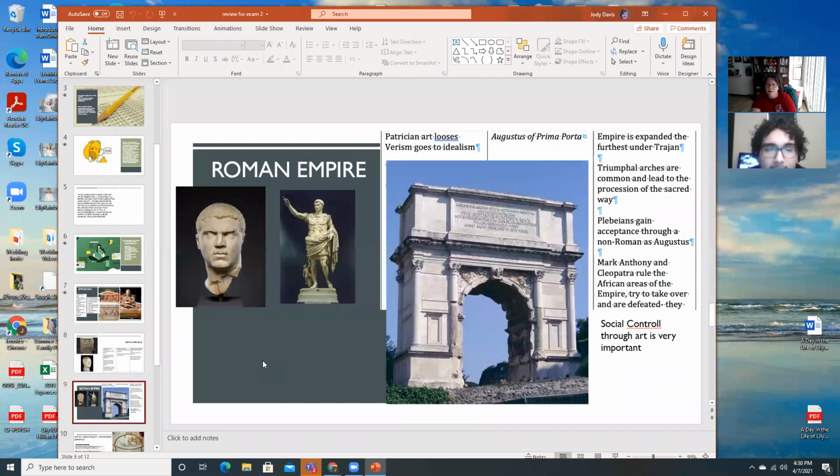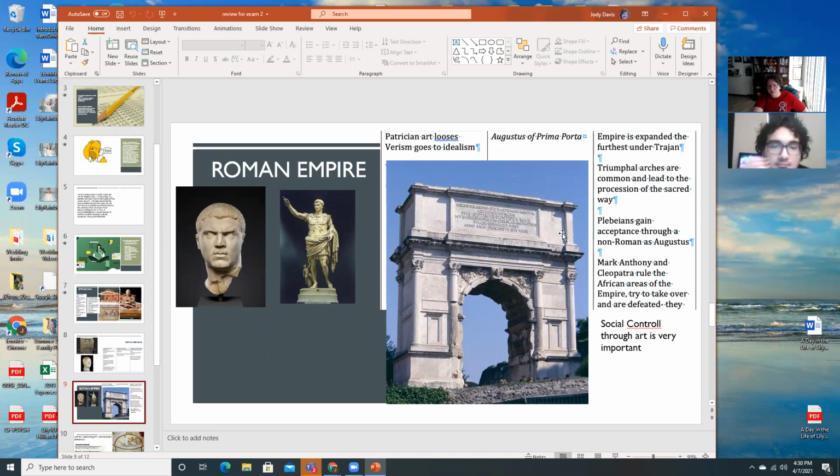So now let's move on to the Roman Empire. Remember, patrician art loses the verism. They quit using those veristic heads on the idealized bodies, and the body goes solely to the idealism. An example would be Augustus of Prima Porta, which you're looking at here.